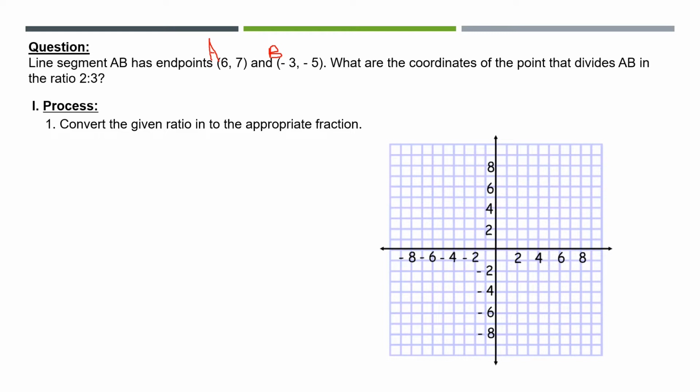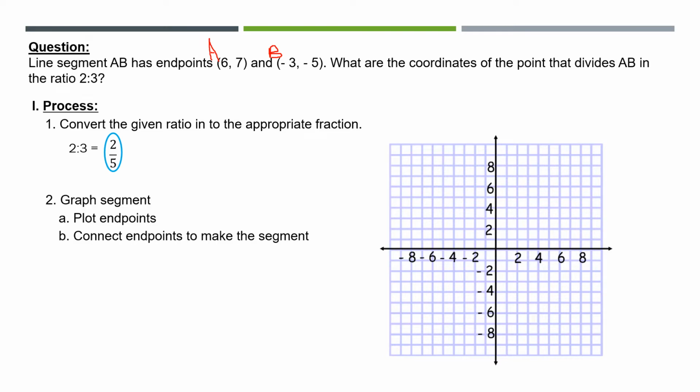The only step that we're adding today is the conversion from ratio to appropriate fraction. All the other steps are going to be identical. So the first thing we're going to do is we're going to take that ratio of 2 to 3 and we're going to turn it into the fraction 2/5. So this is really asking what are the coordinates of the point that is 2/5 the distance from A to B. So we're going to be using 2/5 for our fraction. So other than that one step, this is exactly like it was last week.